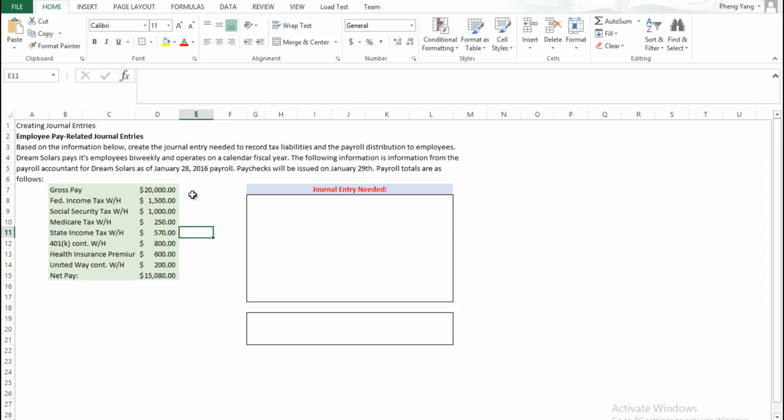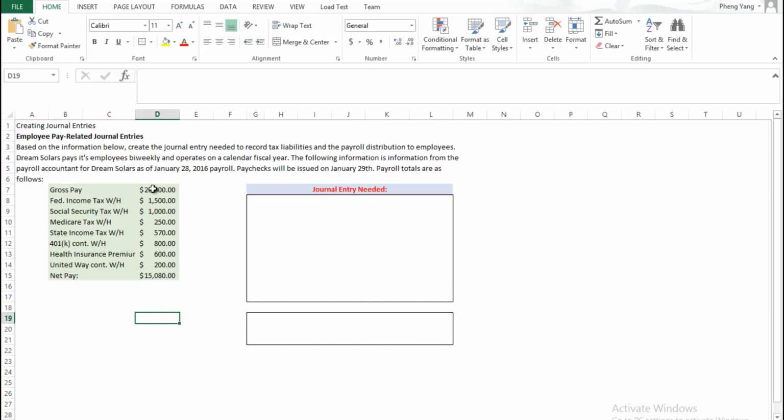Paychecks will be issued on January 29th. Payroll totals are as follows. We have information for gross pay, all of the tax liabilities, and then net pay. Remember, gross pay is the hours you worked times your hourly rate, or also your salary base for that biweekly period. Net pay is the amount that you take home.